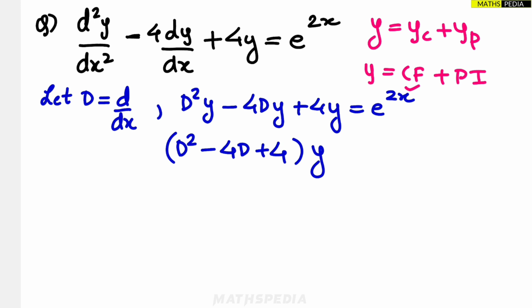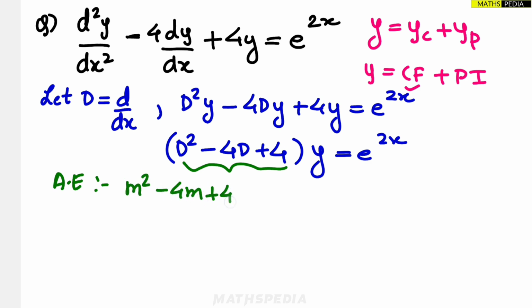That's it. Okay. Now on the RHS side we are having e power 2x. Now what we have to do? We have to form the auxiliary equation. How to form the auxiliary equation? Whatever is there inside the bracket after taking out y, equate that to 0, but in place of D substitute m. So m square minus 4m plus 4 is equal to 0. That's it.